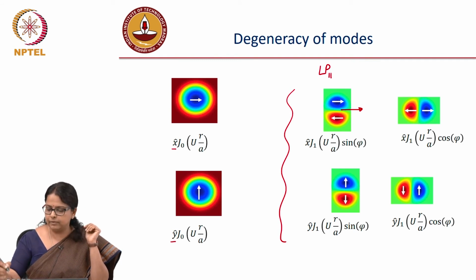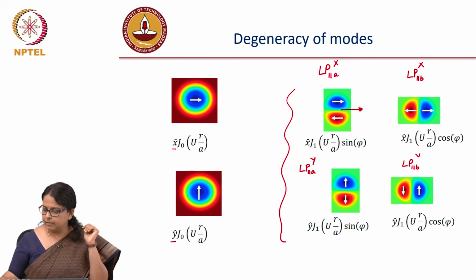You could call one of them as LP11A in the X polarization. You could call this as LP11B in the X polarization. You could call this as LP11A in the Y polarization corresponding to the sin phi solution, and you could call this as LP11B in the Y polarization.